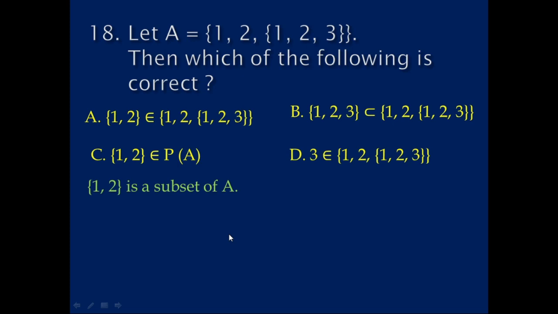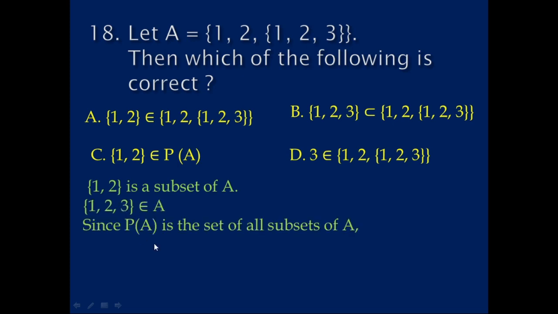And option C, P(A) means it is the power set of a set A. Power set means the set of all subsets of a set A. Here you know that the set {1, 2} is a subset of the set A. Therefore, this set {1, 2} is an element of the power set of the set A. Therefore, you can say that C is the correct choice.